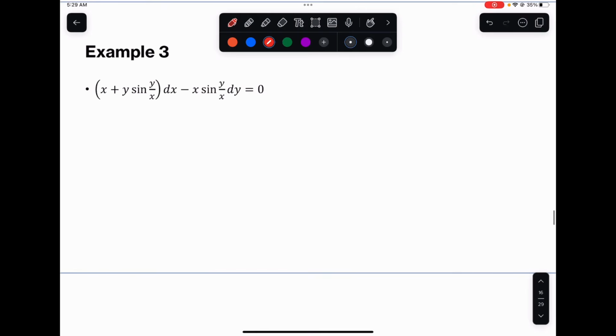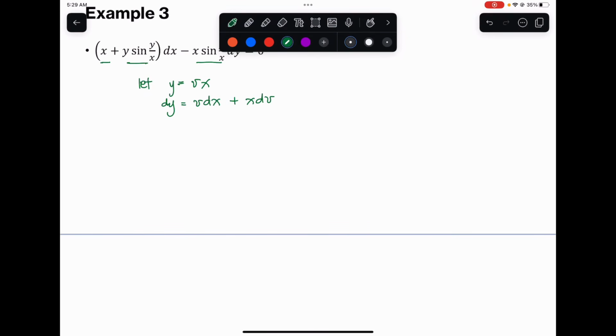So let's have another one. We have (x plus y sine y over x) dx minus x sine y over x dy. There are two terms in the first and only one term in the second. So therefore, I'm going to let y equal vx. So dy then would be v dx plus x dv.